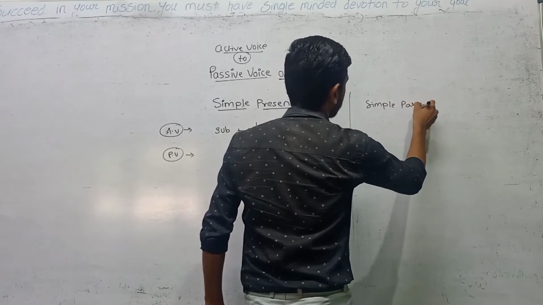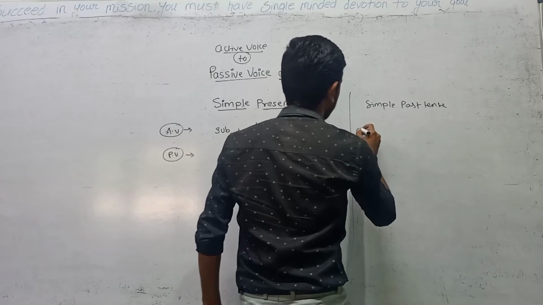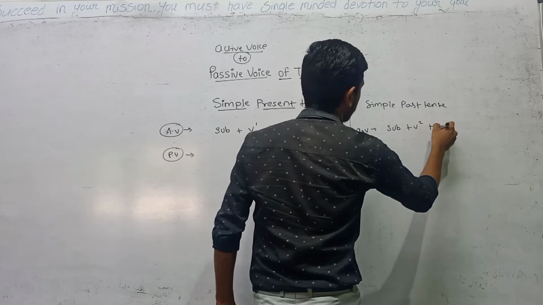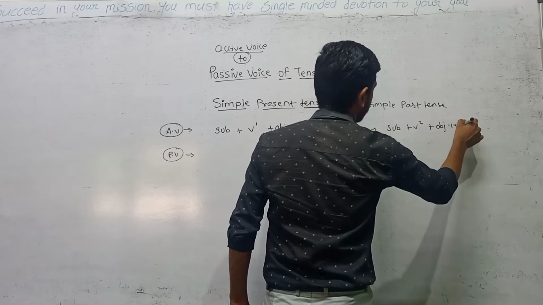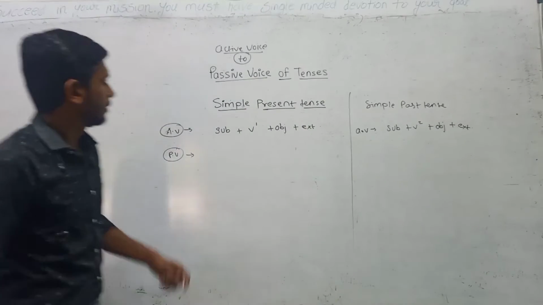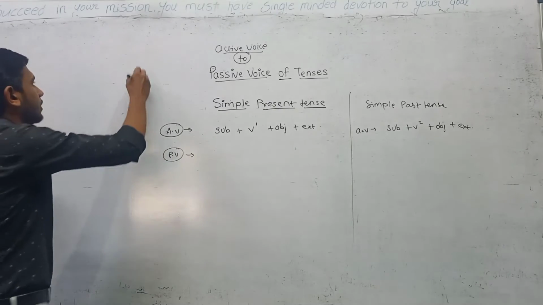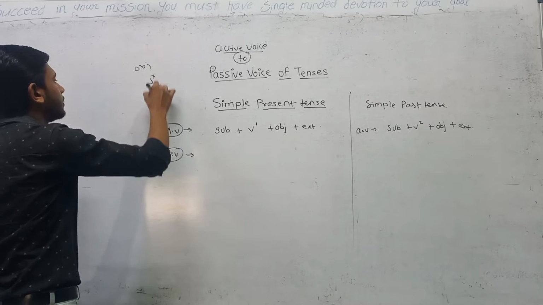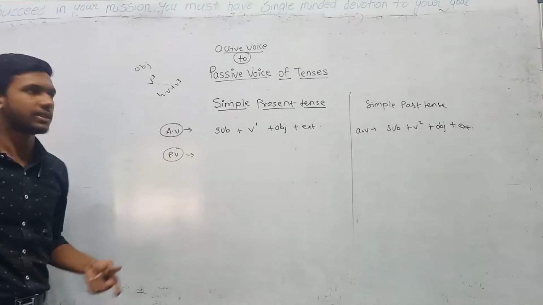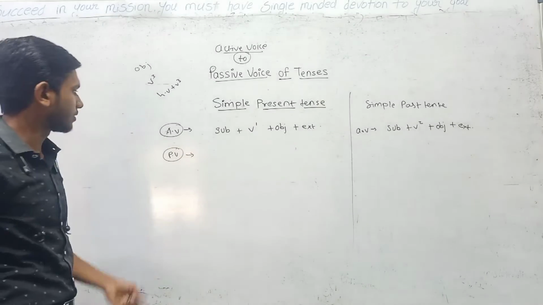We will take simple past tense today. In active voice, what is the construction of simple past tense? It is subject, then V2, then object, and then extension. Now, following the previous rules, that is, the sentence will start with the object, then V3 is compulsory, and an additional helping verb. Now we will use all these 3 rules and form the construction of passive voice.